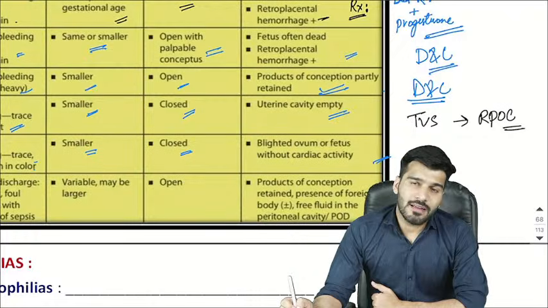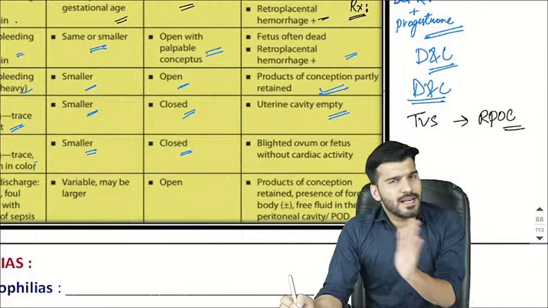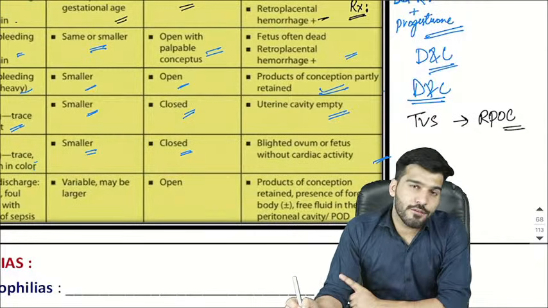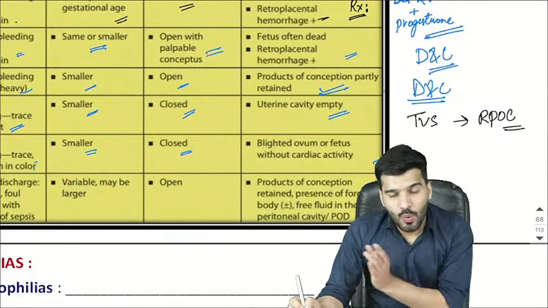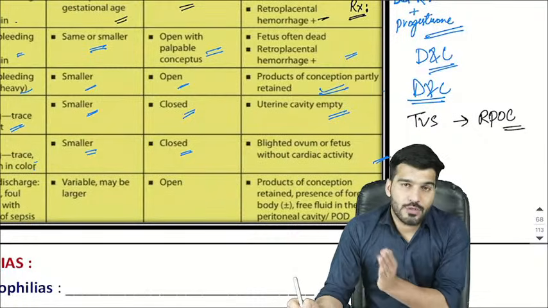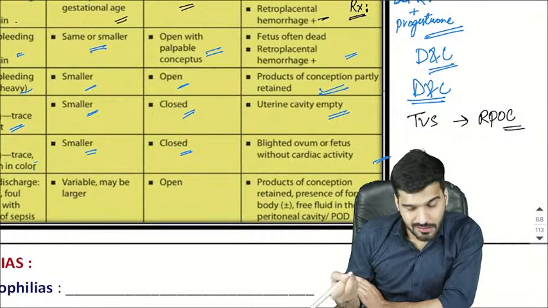Now, what is blighted ovum? It is an anembryonic abortion in which there is no embryo. The rest of the findings are the same in blighted ovum as well as missed abortion. The only difference is that an embryo is formed in the case of a missed abortion, while in a blighted ovum there is no embryo formation. That is why it's an anembryonic abortion. Again, the treatment is D&C or medical abortion.